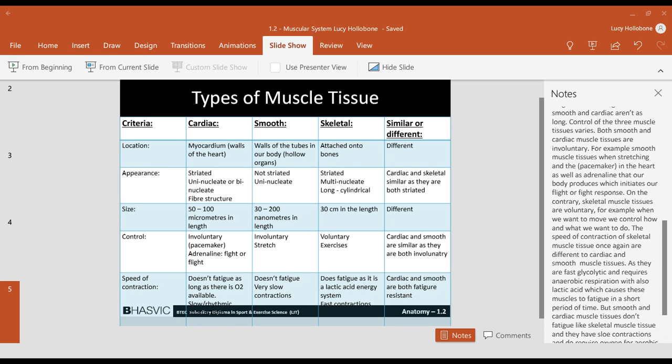On the contrary, skeletal muscle tissues are voluntary. For example, when we want to move, we control how and what we want to do.